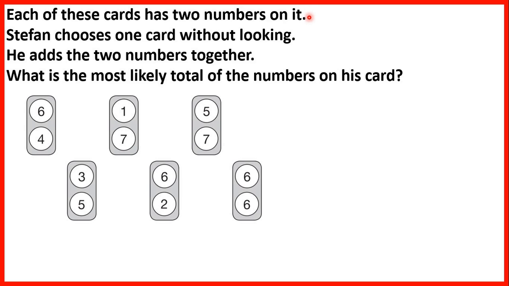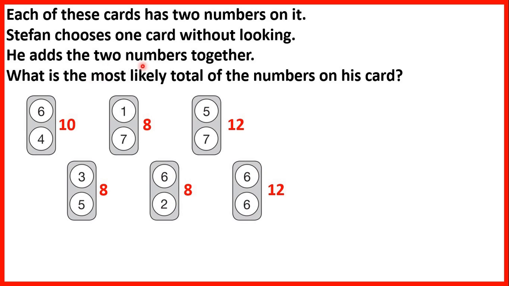Each of these cards has 2 numbers on it. Stefan chooses one card without looking. He adds the 2 numbers together. What is the most likely total of the numbers on his card? So let's find the total for each card, because he adds the 2 numbers together. So 6 plus 4 is 10, 1 plus 7 is 8, 5 plus 7 is 12, 3 plus 5 is 8, 6 plus 2 is 8, and 6 plus 6 is 12.